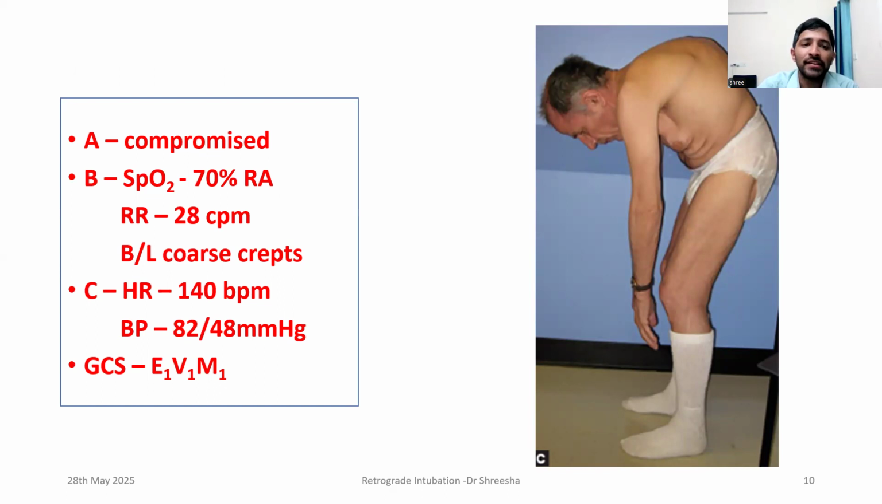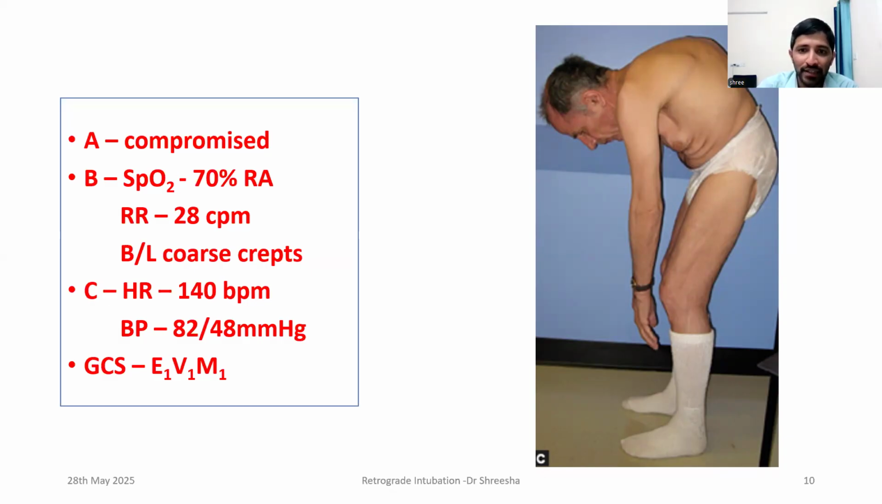So on presentation, his airway was compromised. His saturation was 70% on room air with a respiratory rate of 28 cycles per minute and bilateral coarse crepts heard on auscultation. His heart rate was around 140 beats per minute with blood pressure 82 upon 48, and GCS of E1, V1, and M1.